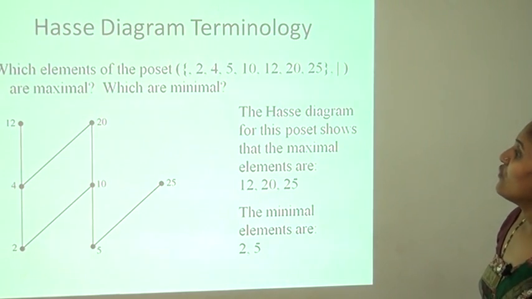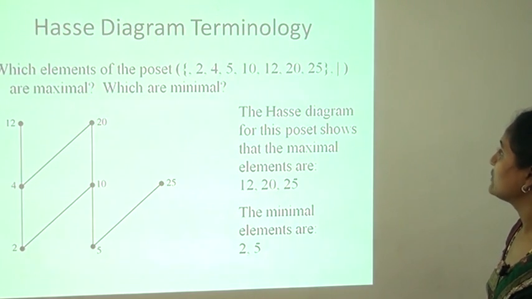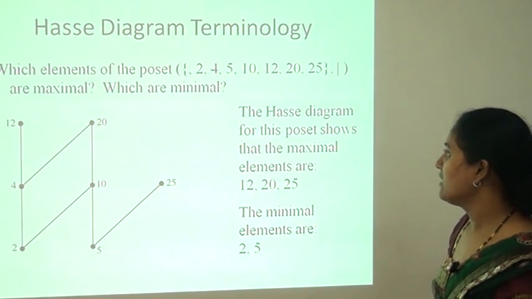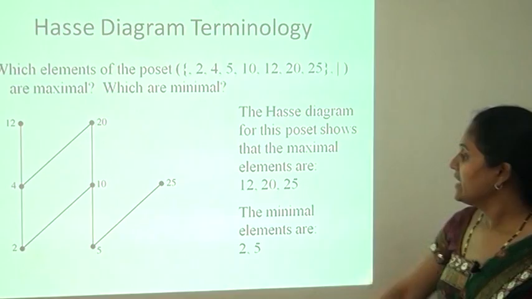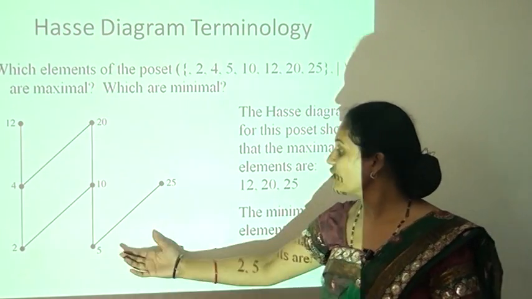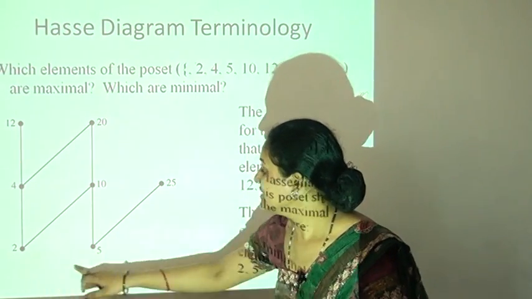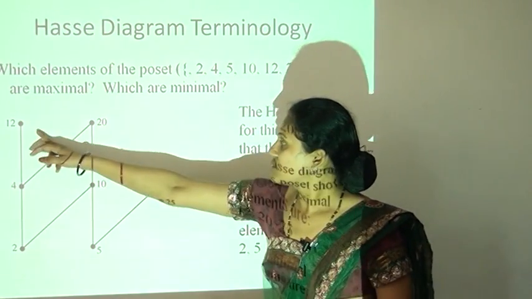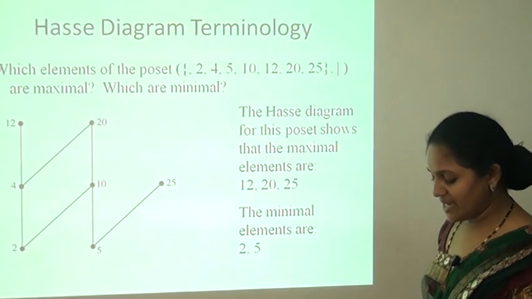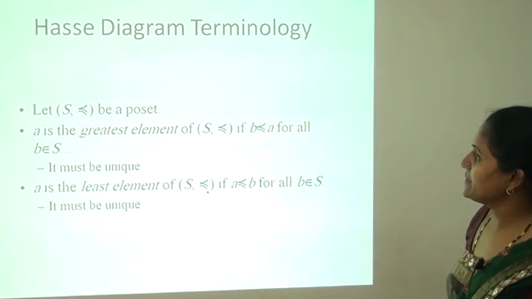Okay, so this is the example. The question is, which elements of the poset {2, 4, 5, 10, 12, 20, 25} are maximal and which are minimal? In this diagram, or graph, 2 and 5 are the minimal elements, and 12, 20, 25 are the maximal elements.